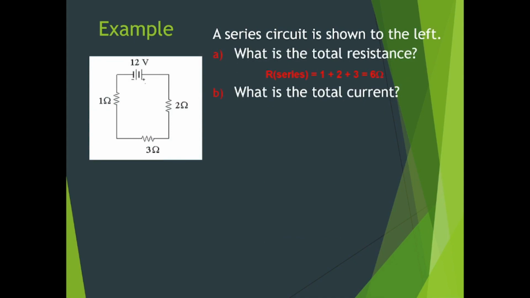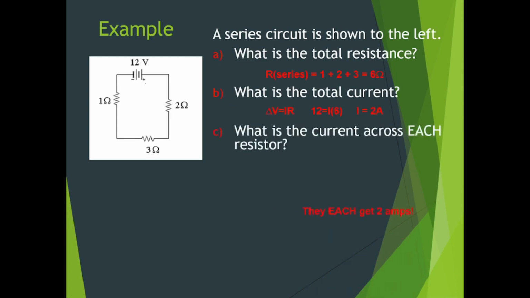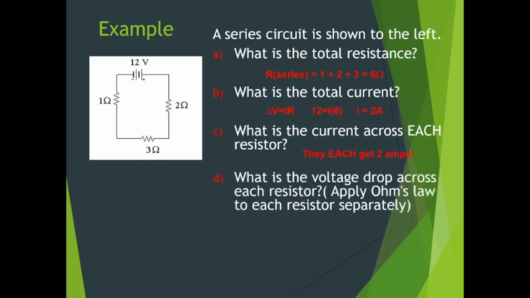We apply the formula I is equal to V divided by R, and we will get 2 amperes, since we know that in the series circuit, the current is constant through all the resistors. What is the voltage drop across each resistor? For this question we apply Ohm's law to each resistor separately. We will see that the voltage drop across R1 is 2 volts, for R2 is 6 volts, for R3 is 4 volts. Notice that the individual voltage drops add up to the total.